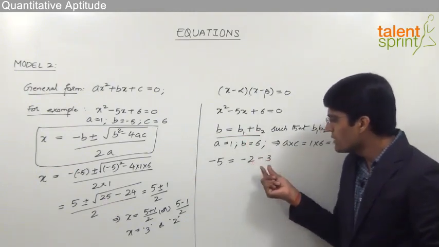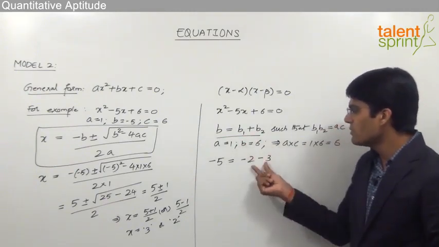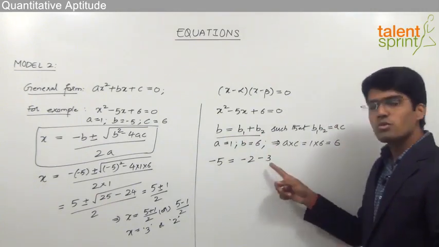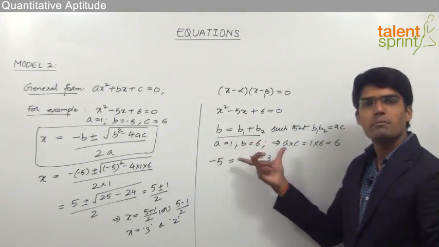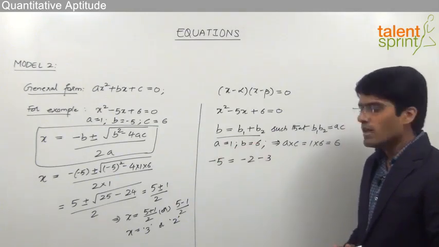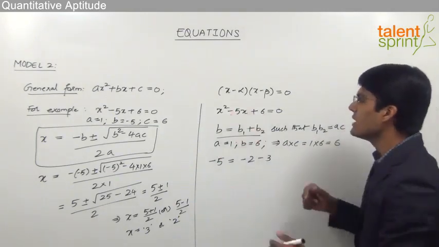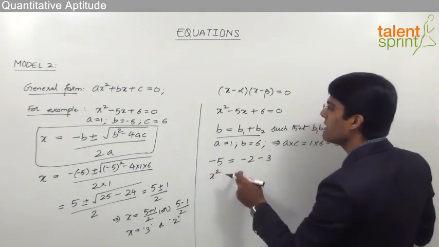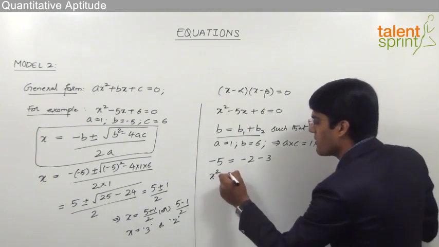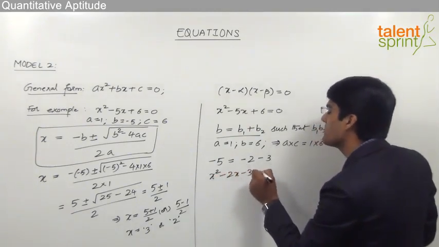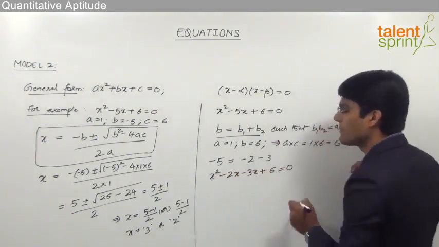So minus 2 into minus 3, that is b1 into b2 is equal to plus 6. Minus 2 into minus 3 is plus 6. So this is the correct way of breaking the number b as b1 plus b2. Now keeping this in mind, the quadratic equation now can be written as x squared minus 5x can be taken as minus 2x minus 3x. So minus 2x minus 3x plus 6 equals to 0.